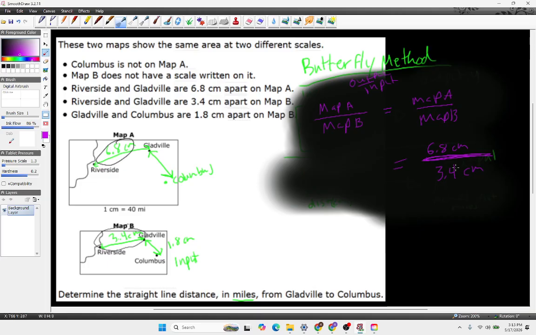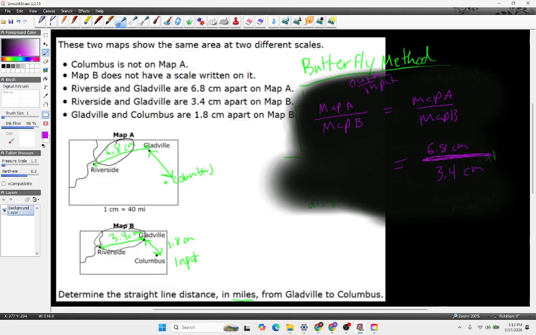But to set up a ratio, one of your ratios is always going to be composed of y over x for a pair that you do know. Okay, it really is k actually. So 6.8 divided by 3.4, or over 3.4. Now let's go to this side. So for map A, Gladville to Columbus, we don't know what that is.